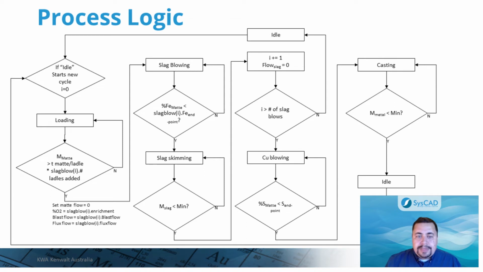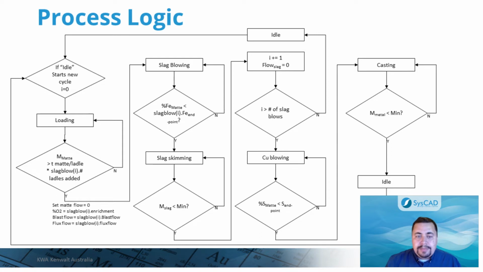These figures summarize at a high level the overall logic of the model. Once an instance of the converter class is defined and the dynamic model starts, the converter follows some initialization routines and sets its state to idle. At this point, it's waiting for fresh mat addition, and depending on which slag blow it is, it loads mat until the prescribed number of ladles is met.